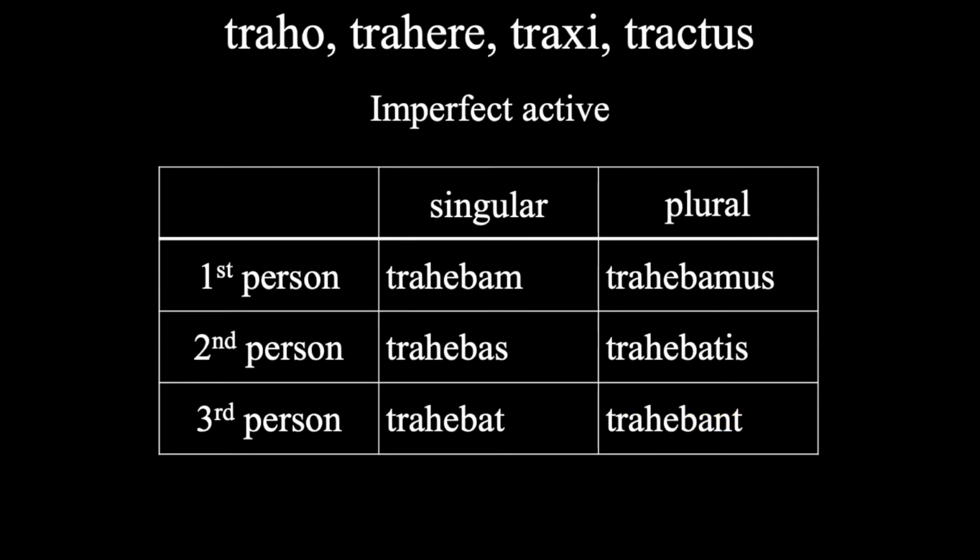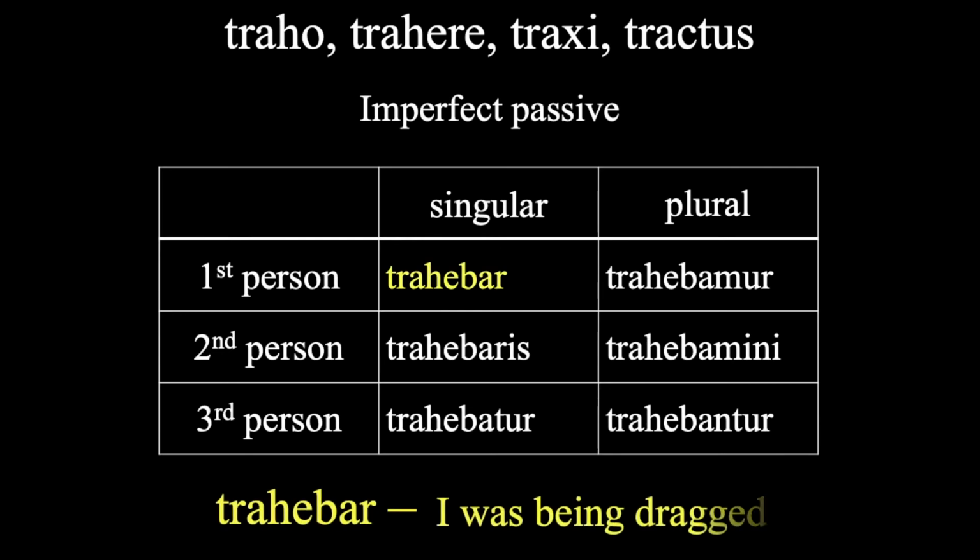Okay, in the third conjugation, the verb trahere looks like this in the imperfect active. The passive will just switch the endings. Nothing weird is happening here, even though it's third conjugation. And the result is trahebar, trahebaris, trahebatur, and so forth. The first singular, trahebar, means I was being dragged.